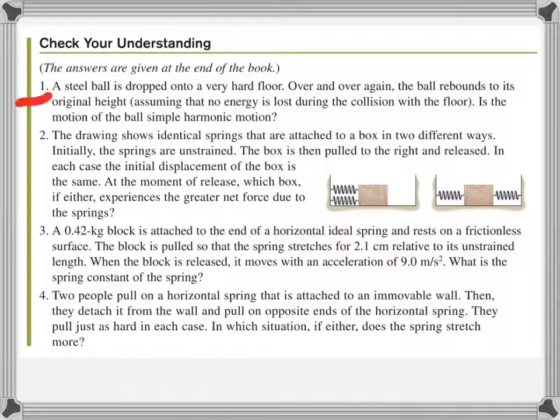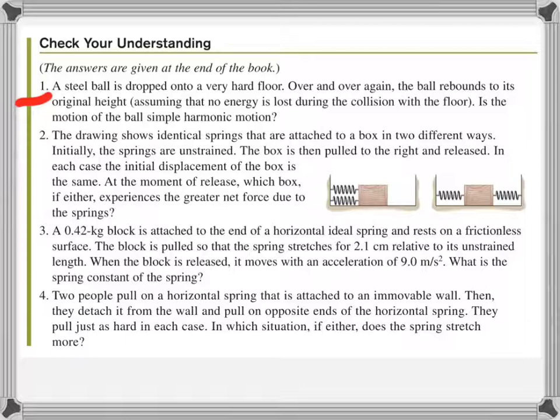Alright, so if we look at number 1, a steel ball is dropped onto a very hard floor over and over again. The ball rebounds to its original height, assuming that no energy is lost during the collision with the floor. Is the motion of the ball simple harmonic motion? At first glance, we kind of believe it is, because we imagine the ball going up and down consistently, meaning that it is a repeating pattern. It does have a frequency, it does have a period, but it's not simple harmonic motion.